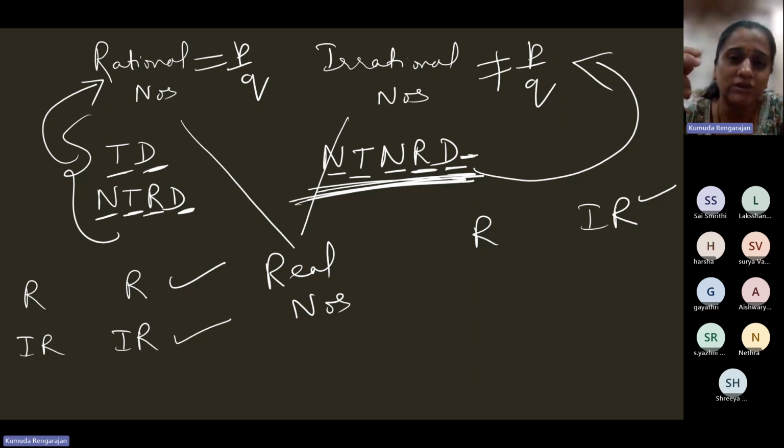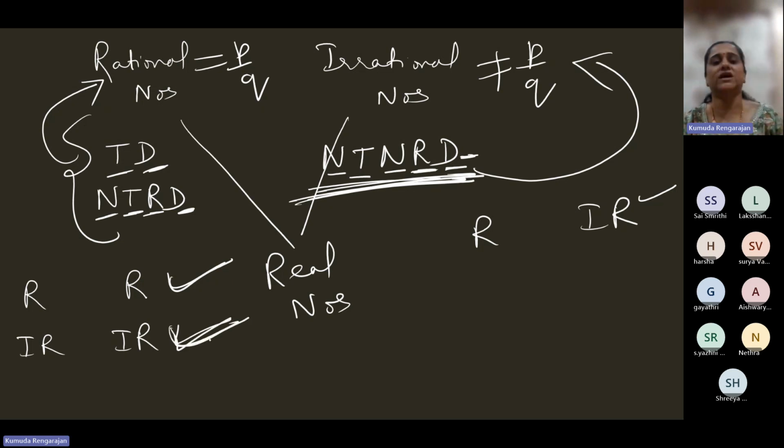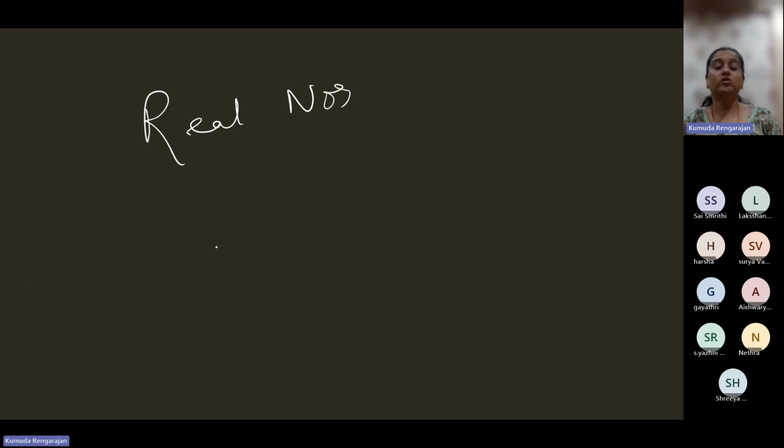So between two rational numbers, there are many rationals. Between two rational numbers, there are many irrationals also. Between two irrational numbers, there are many rationals, many irrationals. Between a rational and irrational number also, there are many rationals, many irrationals. That's why we say between two real numbers. Between one real number and another real number.